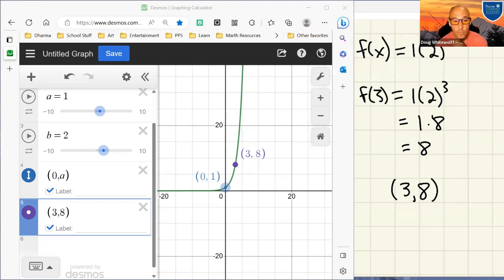So what it says here is, does this come from the original?